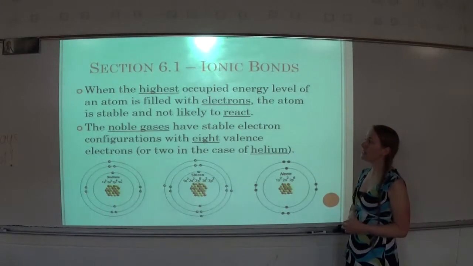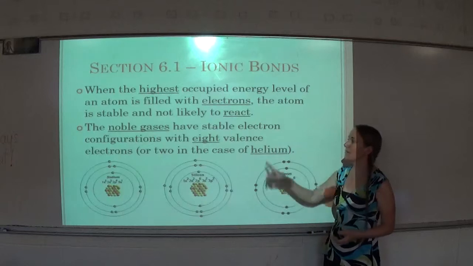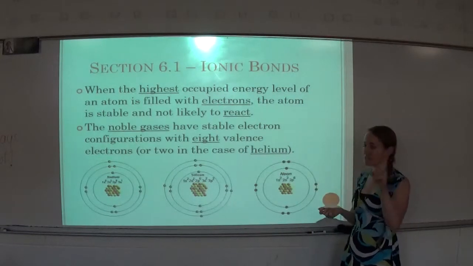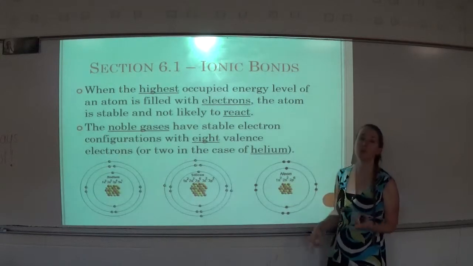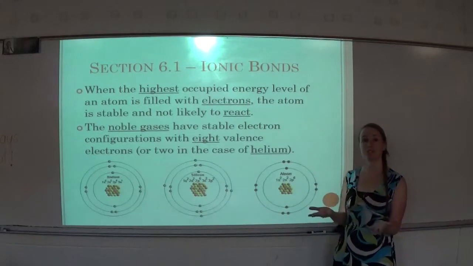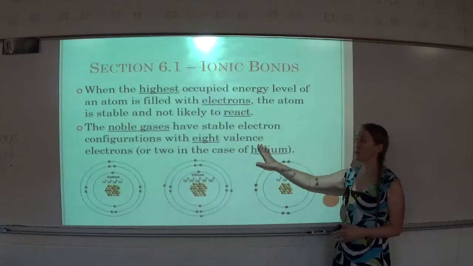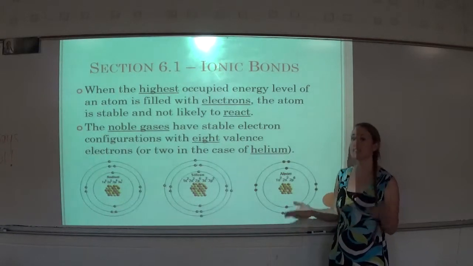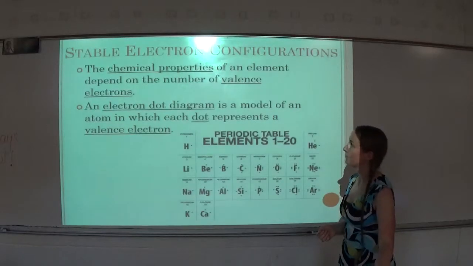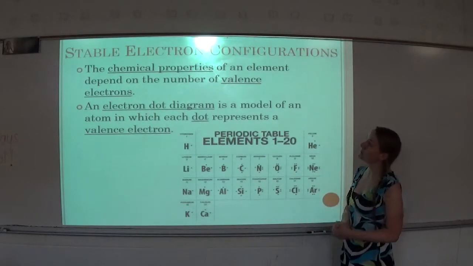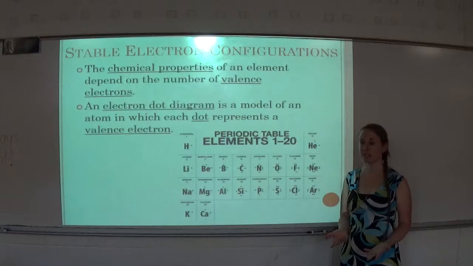The noble gases have stable electron configurations with 8 valence electrons, so they're full, except for helium, which is in the first energy level and only has 2 valence electrons, because remember, the first energy level can only hold 2. So all the noble gases have 8 valence electrons except for helium, which only has 2, and they're unreactive because they are full. The chemical properties of an element depend on the number of valence electrons.